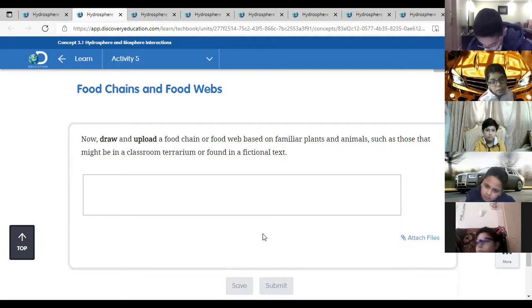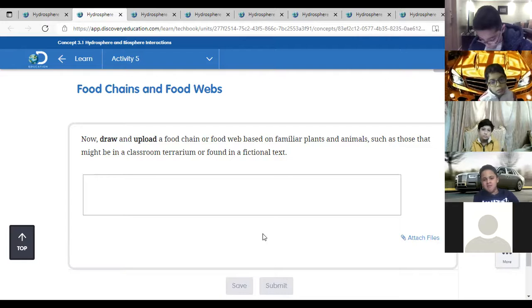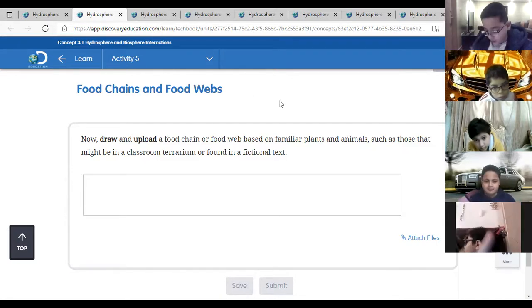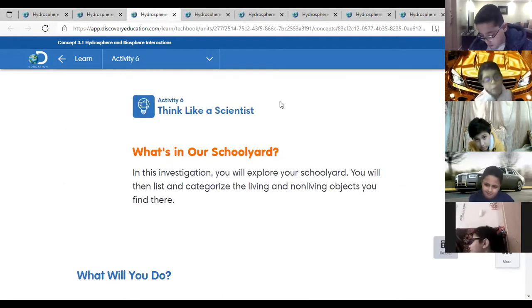So it's a simple food chain that starts with grass, then the grasshopper eats the grass, then a mouse eats the grasshopper, then a snake eats the mouse, then a hog eats the snake. And when the hog dies, this is the role of the decomposers. Excellent. Thank you. Now let's move to activity number 6.